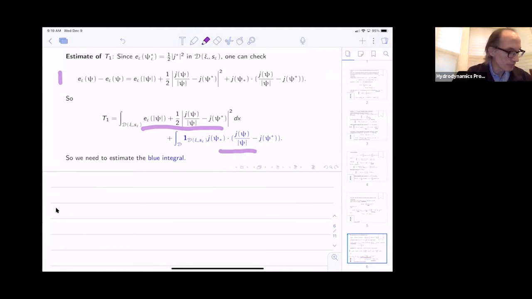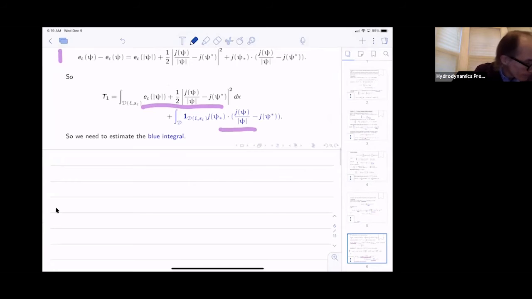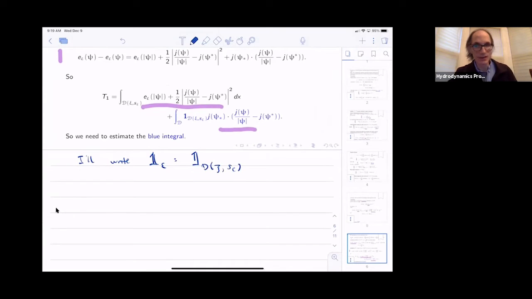And so I'll write 1 sub epsilon to be the characteristic function of the set D of psi S epsilon, just to save writing subscripts. Okay, and so our goal then is to estimate the integral over the domain of this thing. So this characteristic function is cutting out the balls for me. And then this J of psi star. And remember, this is something we know explicitly.